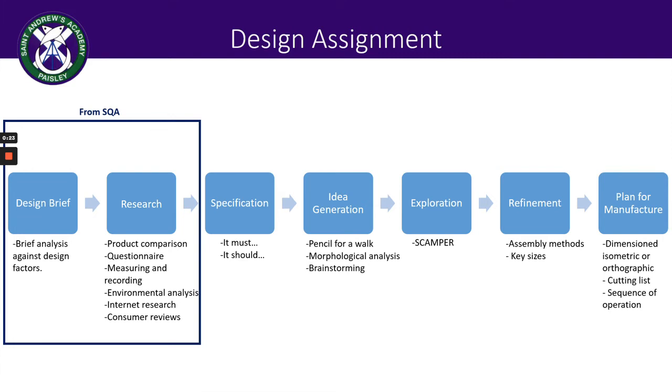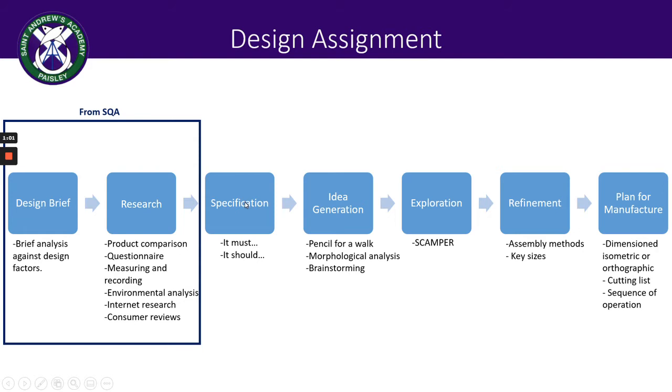So as a reminder, here is an overview of the design assignment. The first pages will include your design brief and the research into the brief, and this will be provided by the SQA. There'll be no requirement for you to carry out any of your own research, so that will all be provided on a pro forma document. So you will have to analyse the brief that you're given and interpret the research on the page, and this will be your first step, and you'll use that information to put together your specification.